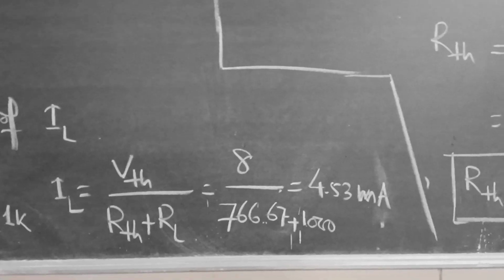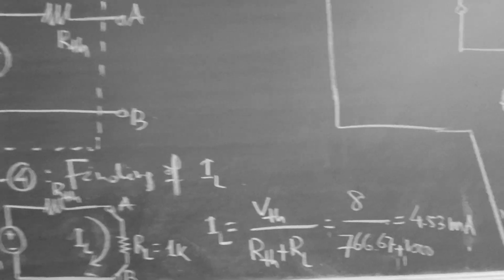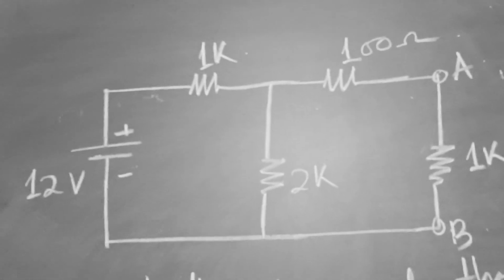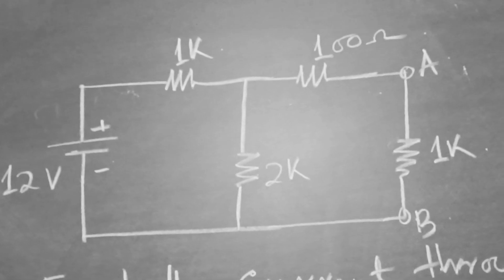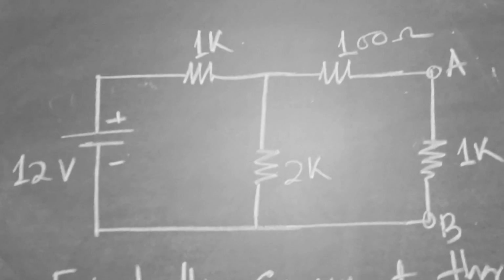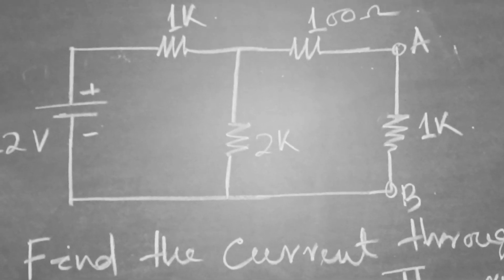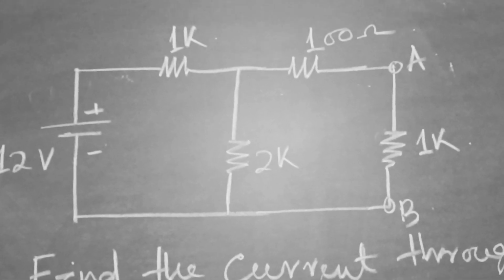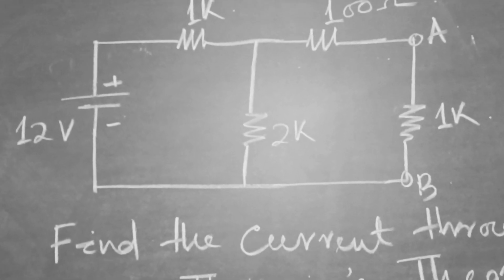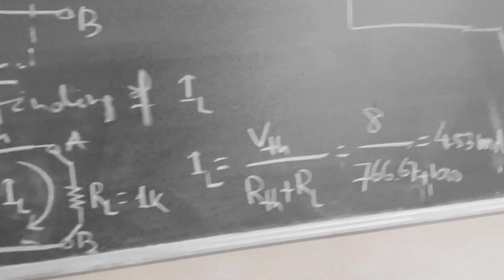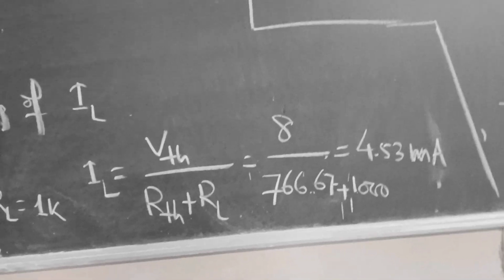In this way we can find the solution using Thevenin's theorem. For any circuit given like this, by following these various steps we can find the solution of the network using Thevenin's theorem. So we can find the current through the load branch of 1 kilo ohm, which becomes 4.53 milliampere. Clear, all of you? So the load current, V Thevenin divided by R Thevenin plus RL, becomes 4.53 milliampere.